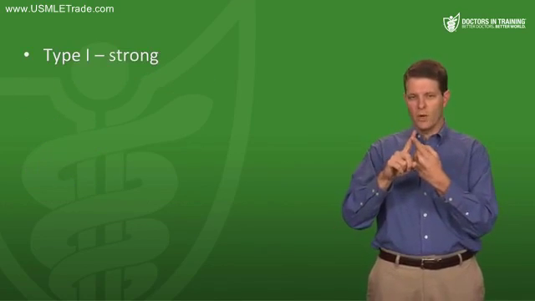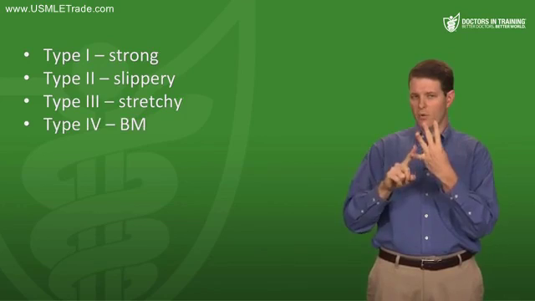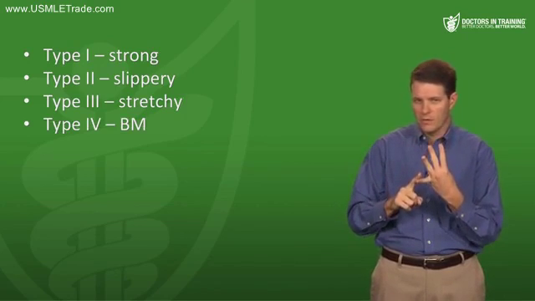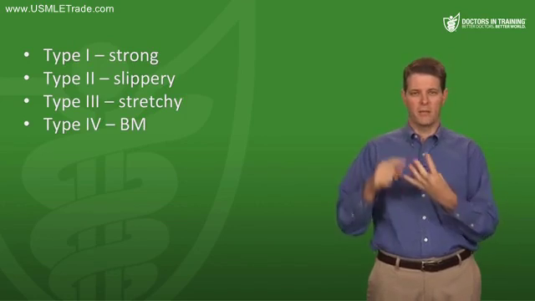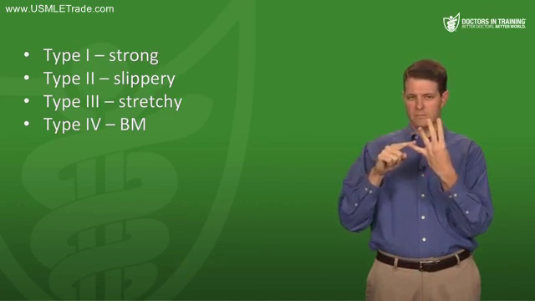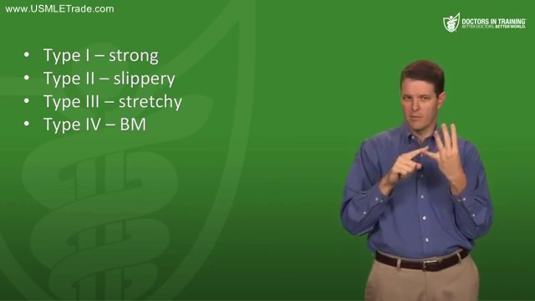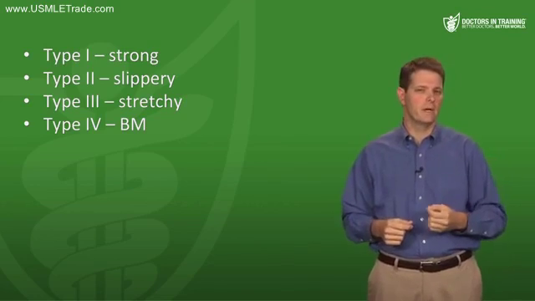So again, type 1 is strong, type 2 is slippery, type 3 is stretchy, and type 4 is the basement membrane. So there's an awful, disgusting mnemonic for this, which is to think about a strong, slippery, stretchy BM. You know, BM for bowel movement, but here BM stands for basement membrane. So a strong, slippery, stretchy BM.